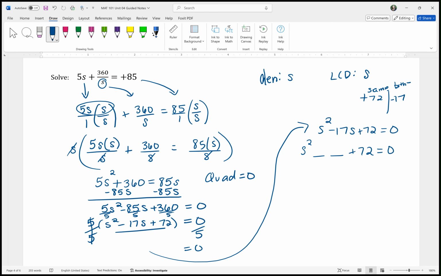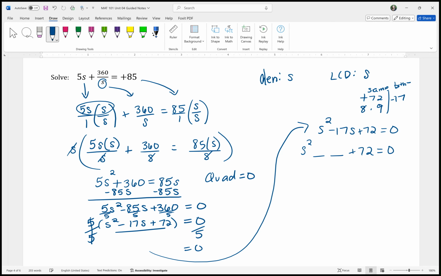So 72 divided by 1 clearly is not going to be 17. 72 divided by 2 is 36. That's not going to give us 17. 72 divided by 3 is 24. That's not going to give us 17. Divided by 4 is 18. That's not going to give us 17. 72 divided by, what do we have here? 5, 6 is 12. That's not 17. 7 doesn't work. 8 is 9. There we go. 8 times 9 is 72.